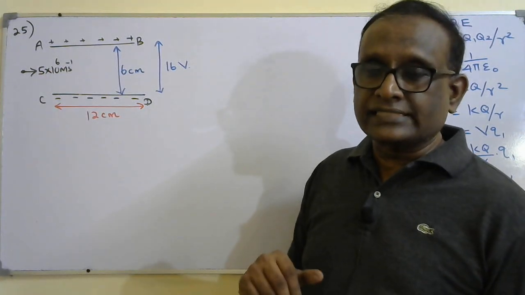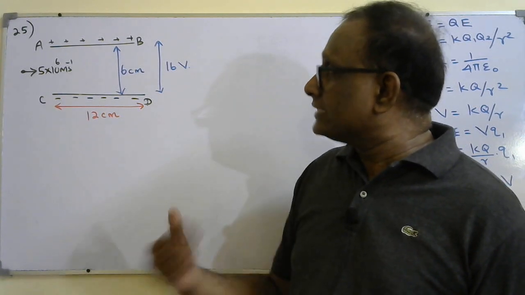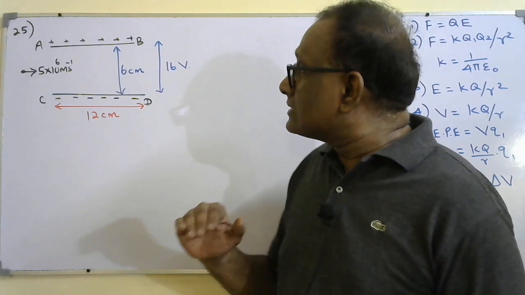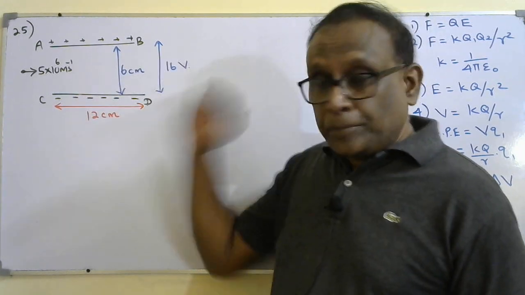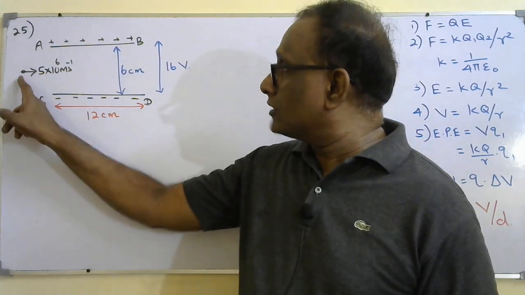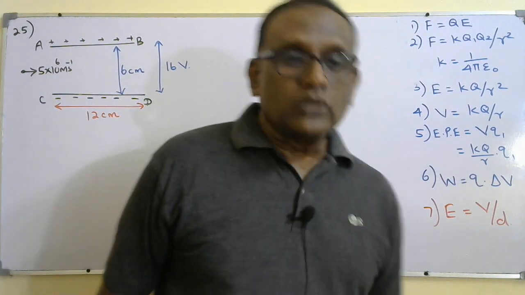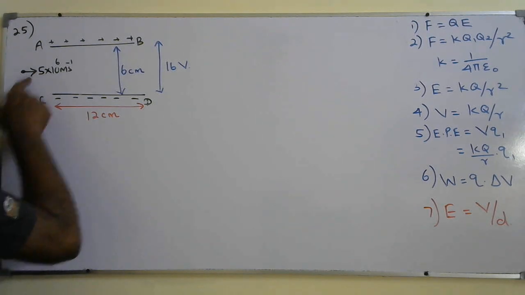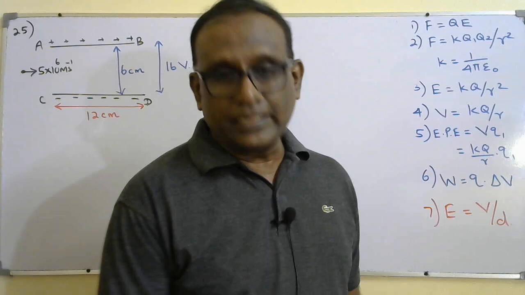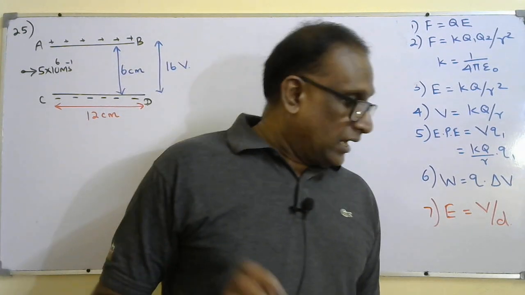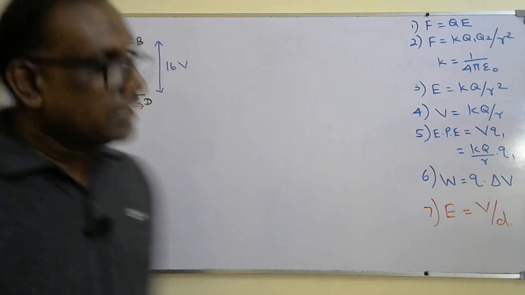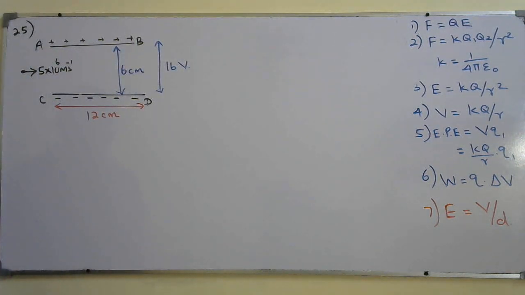Better to say there is no acceleration parallel to the plane of the plates. There is acceleration only perpendicular to the plane of the plates, towards the positive plate, because it's a negative charge. Okay, so the question is, will the electron hit the plate AB? By using proper calculation, explain your answer. So we'll see the idea.